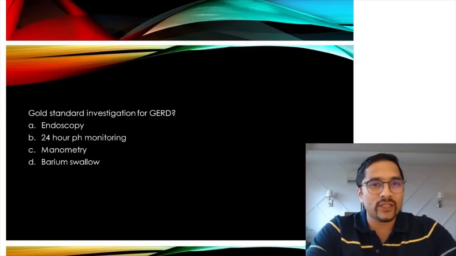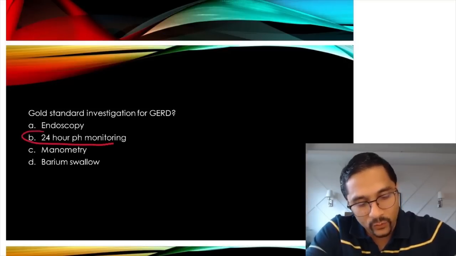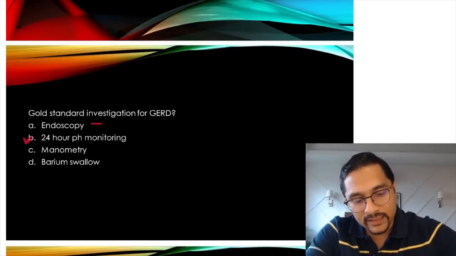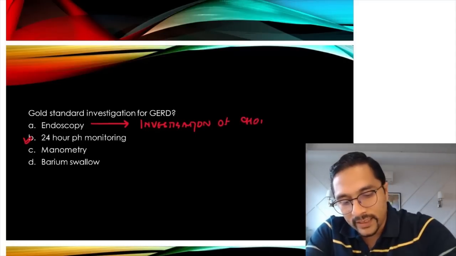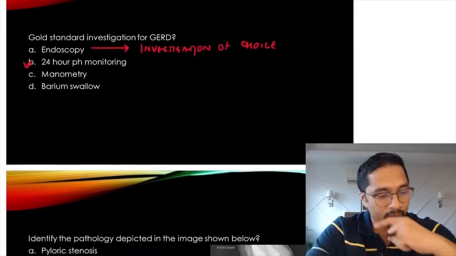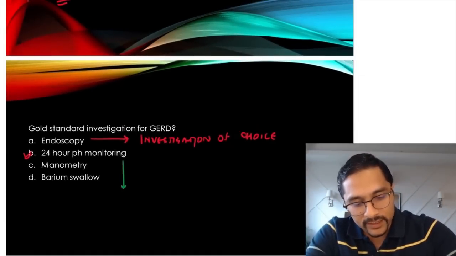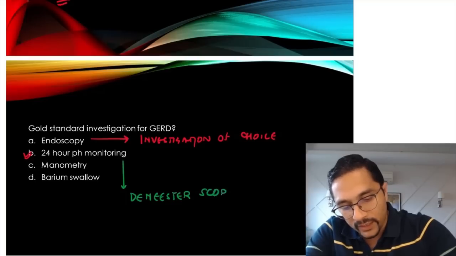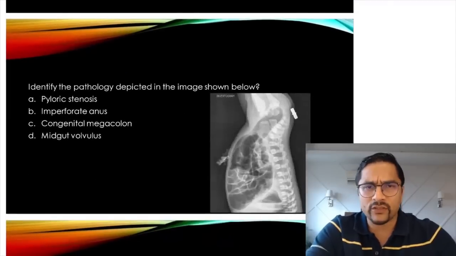Now we know gastroesophageal reflux disease, or GERD. The gold standard investigation is 24-hour pH monitoring. Whereas if they ask you the investigation of choice, then it is going to be endoscopy. So the investigation of choice is endoscopy, but the gold standard investigation is 24-hour pH monitoring. And when we do 24-hour pH monitoring, we measure the DeMeester score to detect whether the patient has GERD or not. So this was a very straightforward question.